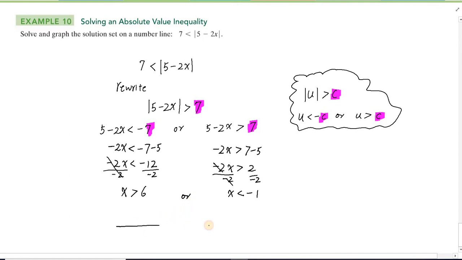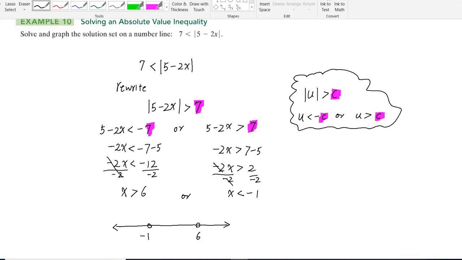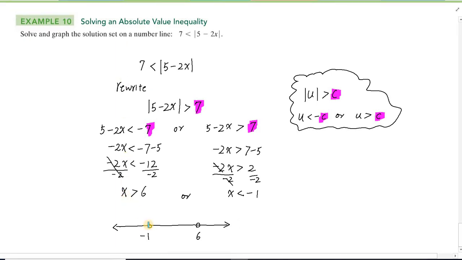So now I'm going to rewrite this on the number line. We're going to have negative 1. Since we have x less than negative 1, we have an open circle at negative 1. And also we have x greater than 6. So I have another open circle. Since it's less than, I'm going to use just a blue color, I guess. Less than is on this side, or greater than is on this side. So the blue color is my solution.